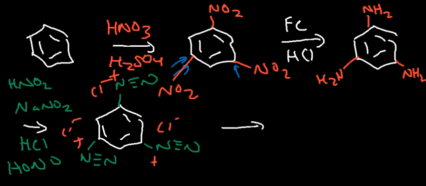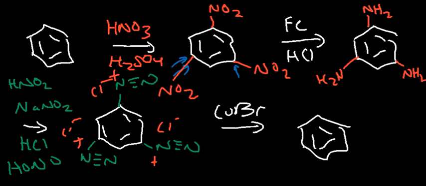So our next step is to add copper bromide, excess copper bromide. This is the Sandmeyer reaction. And it's going to replace the N2 group with bromine atoms. And that's how you can make 1,3,5-tribromobenzene.